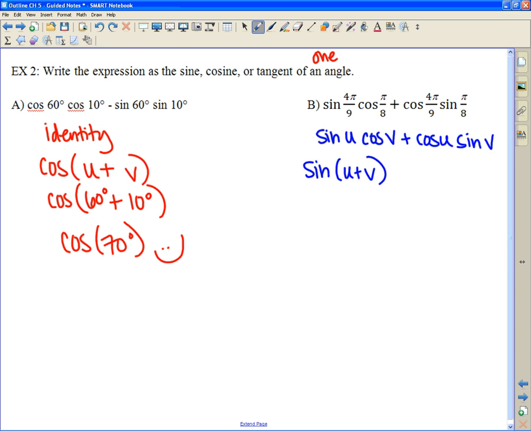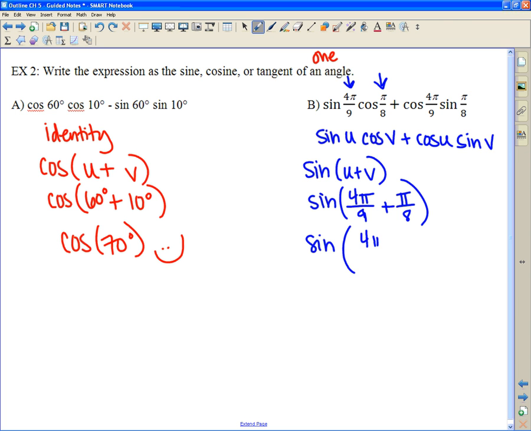So what's your u value? Well, it's this angle right here. Sine of 4 pi over 9. And the v value, the angle that represents v, is pi over 8. So you have to use your Algebra 1 skills that you learned, or maybe it was 5th grade or 4th grade, I don't know. We need to add fractions. We need a common denominator.